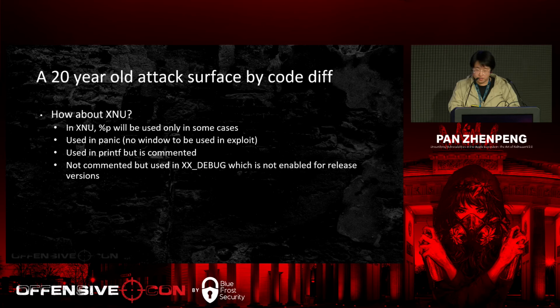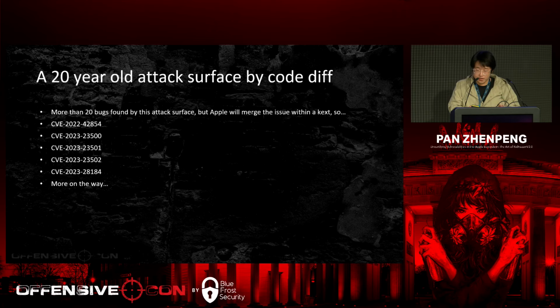And how about XNU? In the kernel, things seem a little bit different, because the address format print is only used in some cases: it's used in the panic context, so there's no window, or it's commented out, or it's not enabled for the release version. Still, more than 20 bugs have been found by this, and Apple will merge some issues within the cache. Five CVEs were assigned, and another one was assigned yesterday or the day before in iOS 16.5, and there's more on the way. If you're interested in this area and want to get some CVEs, you can just go ahead.